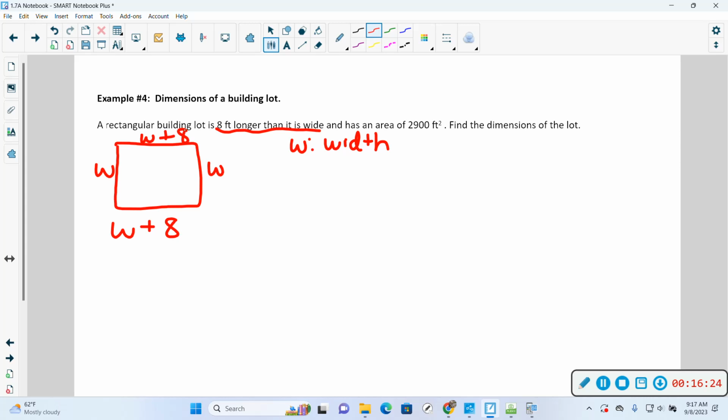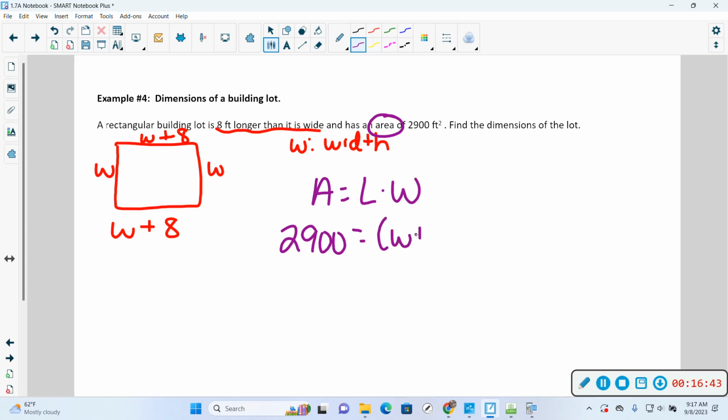Okay. Other keywords in this problem, so many good keywords. Area again, so I'm going to jot down that area formula that we had in the last one. And let's just plug in what we have. So the area is 2,900. Got it. Looking over there, the length, I've got that labeled W plus 8. And of course our width is the width.